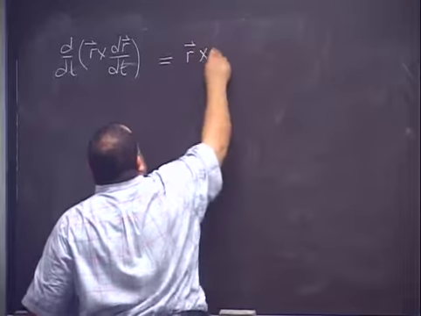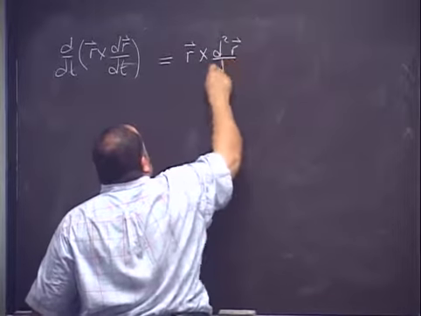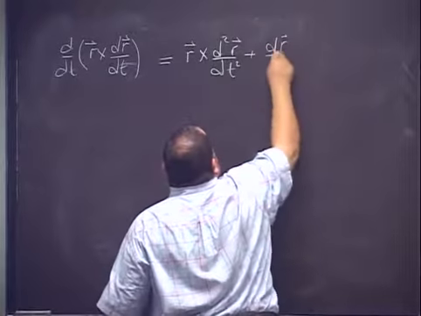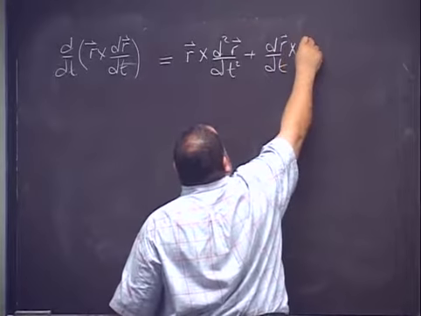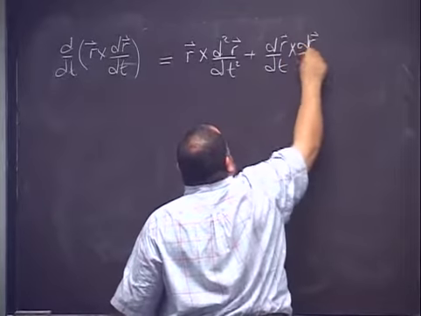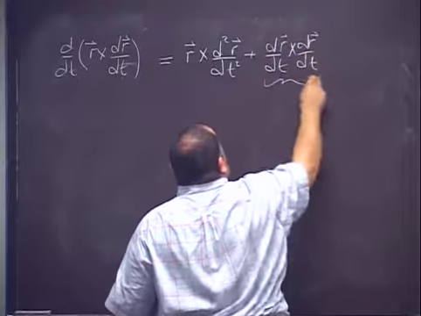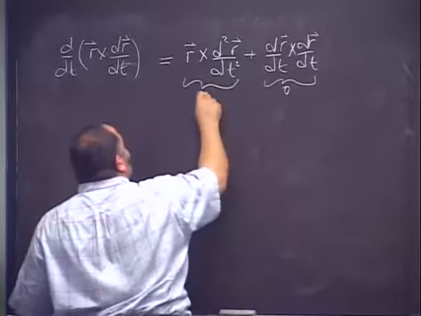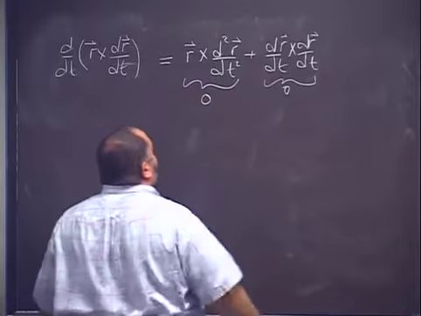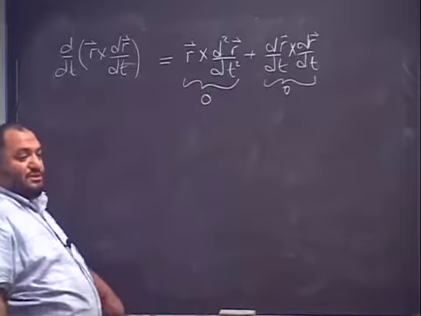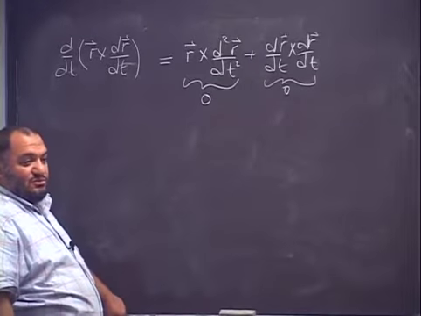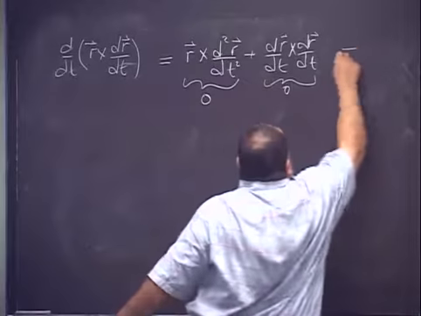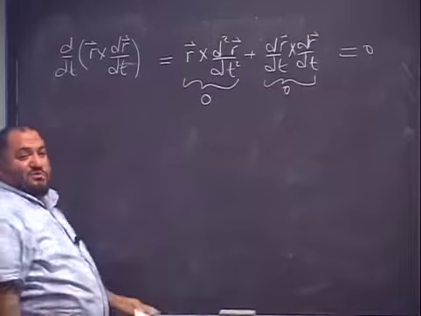R crossed with d2r by dt squared plus dr by dt cross dr by dt. What's this? Zero. Why? Same vector. And what's this? Zero. From over there, look at over there. R crossed with d2r by dt squared is equal to zero. Yes? So what we say is this differentiation of some vector is equal to zero. What does it mean?